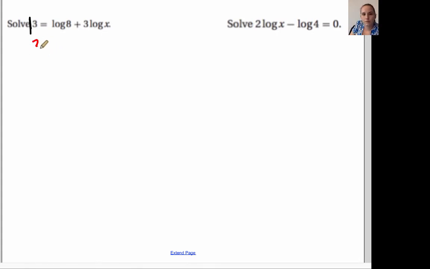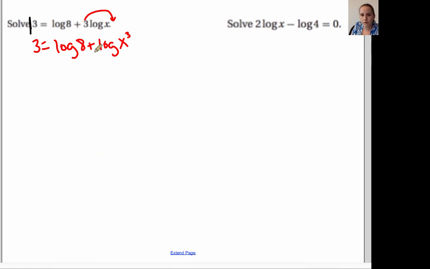So I have 3 equals, well, they have the same base, but currently this 3 here, I cannot work with it being out in front. I can't do 3 times something plus something else. So I need to put this 3 back. So I'm going to use the properties and put it back here. And now I'm going to say I have log of 8 plus log of x cubed.